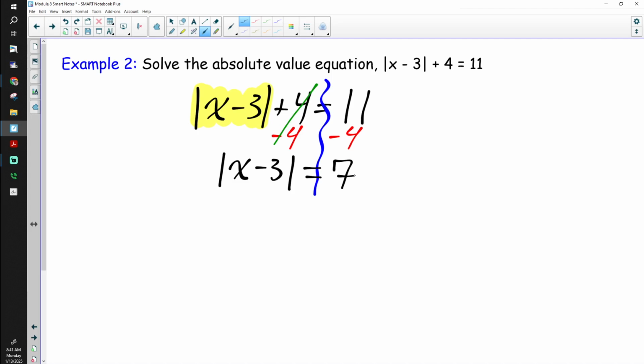And now we have to set up our 2 cases. So what's our first case going to be? It's going to be what's inside the absolute value, x minus 3, equals, we know can equal both positive 7 or negative 7. So the first one we're going to do positive 7. Our second case is going to be x minus 3 equals negative 7.